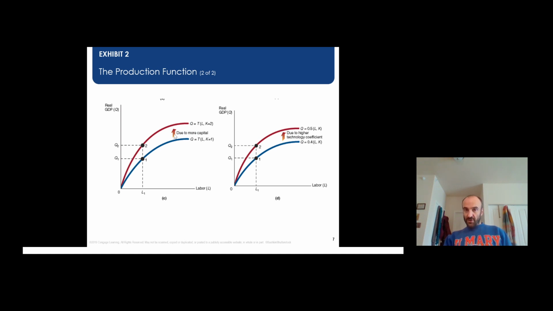So you can increase production function by increasing the amount of capital goods, or you can increase technological capacity of your economy, or you can do both. How can you shift the production function by increasing the amount of capital? There are two ways of doing this, two direct ways of doing this.